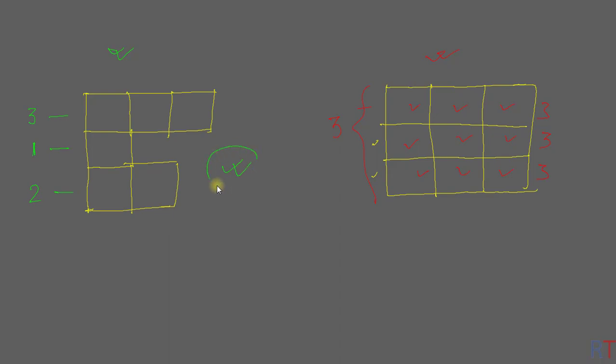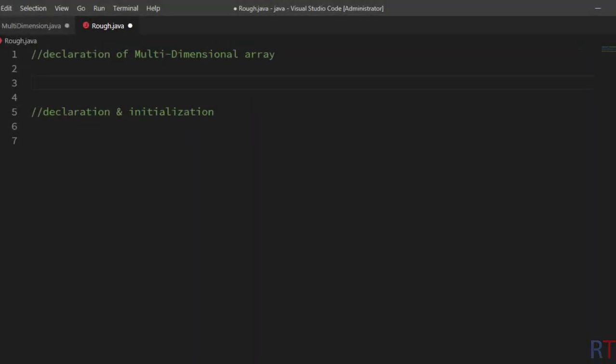So all the rows can have the same number of elements, but Java also gives us the flexibility where we can store different numbers of elements in different rows with the concept of multi-dimensional array. Like in the example here, where the first row has 3 elements, the second row has 1 element, and the third row has 2 elements, and that is possible with the concept of multi-dimensional array in Java.